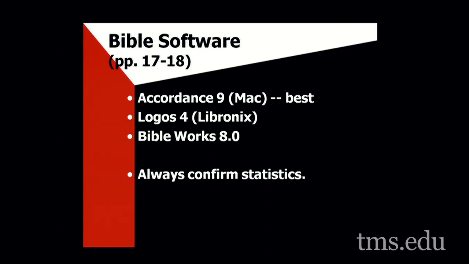Why? Computers are this simple. Garbage in, garbage out. If someone makes a mistake, that's what's there. In the early days of the Westminster tagging of the text at Westminster Seminary, when they were inputting the text, the typists were not consistent in when they input the vowel pointings and the accents. If it's not in a consistent, systematic order in every single case, your searches will not turn up the same patterns. They'll turn up a different pattern. And you'll see obvious references missing completely.